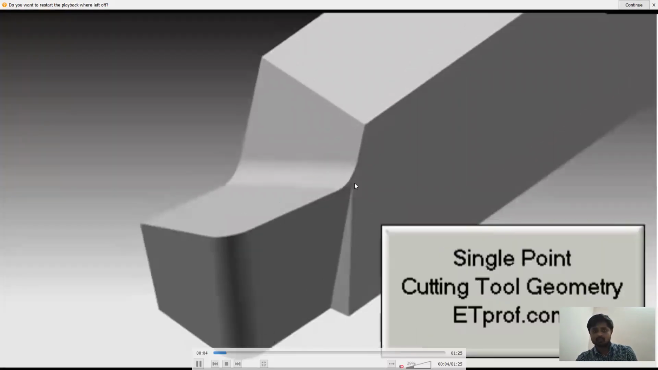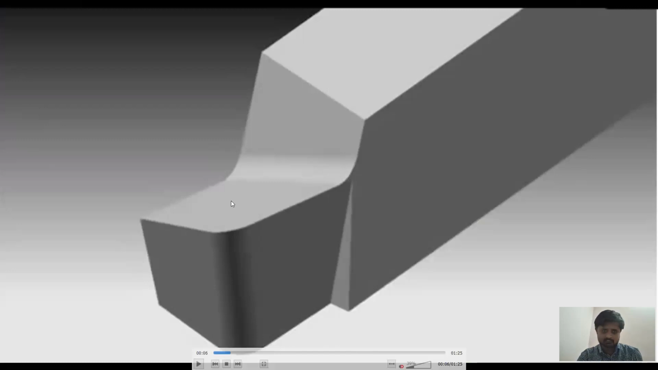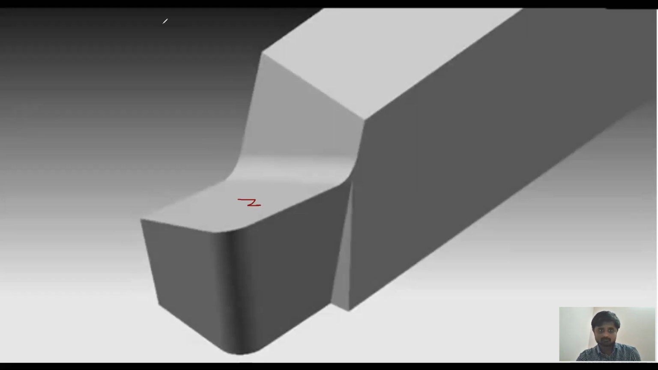Here this is about the single point cutting tool. As we know, this is the face of the cutting tool, and this is the end cutting edge, and this is the side cutting edge, and this one is the shank, and this is the end flank, and this is the side flank. So this is about the geometry of a single point cutting tool. Now we'll see how to represent the angles.